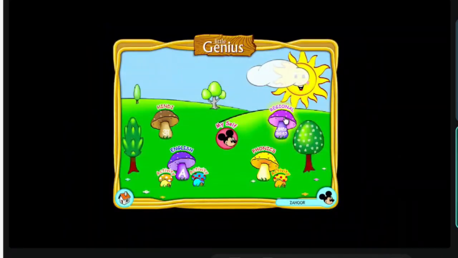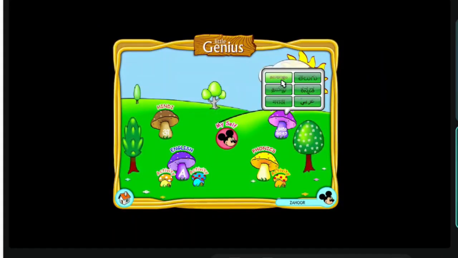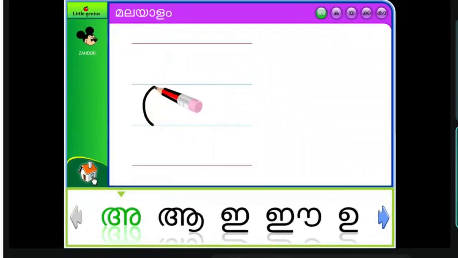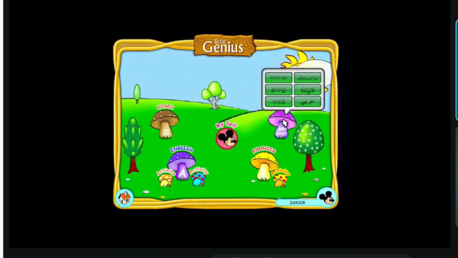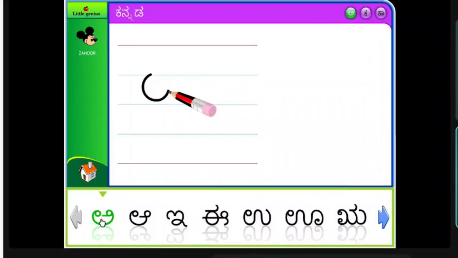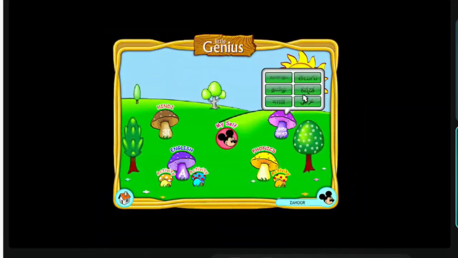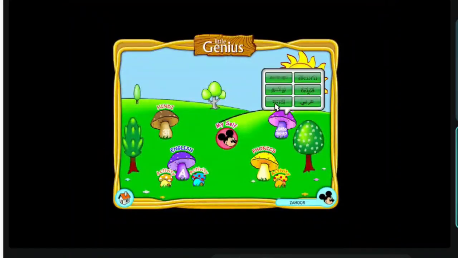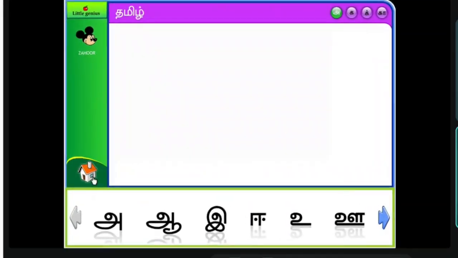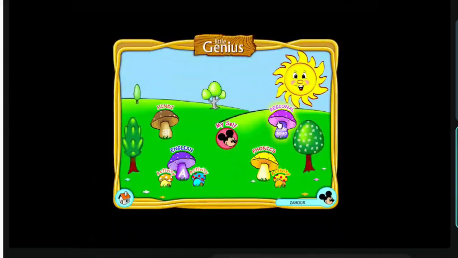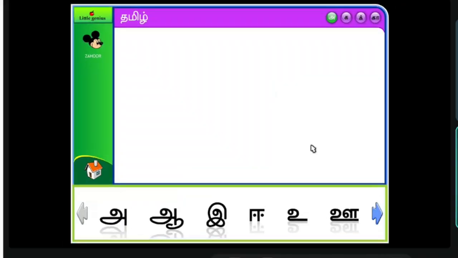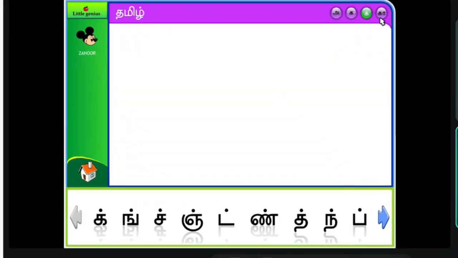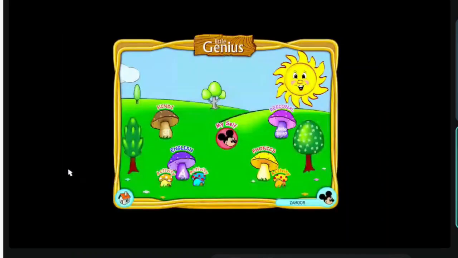Then here comes the regional language. Here it is Malayalam. Then if you go to Telugu, this is Telugu. Kannada is also almost similar. Then Tamil, also in detail. Everything is in detail. Then here Kaka, Kiki, whatever. All this will be coming.